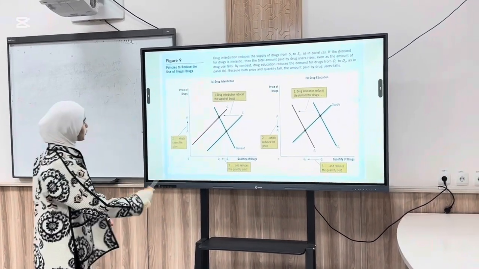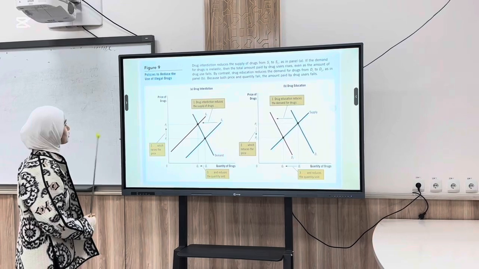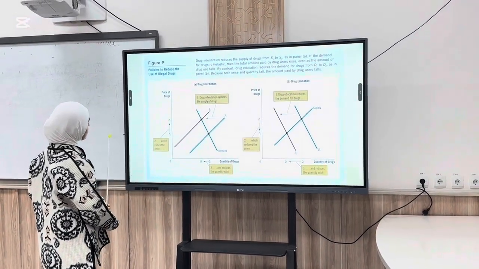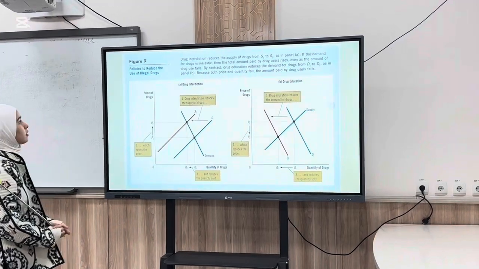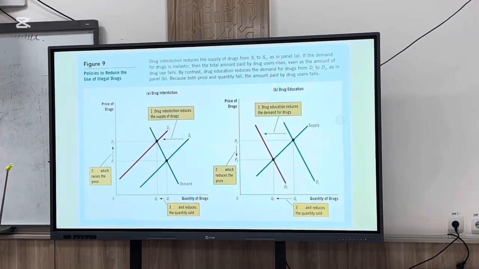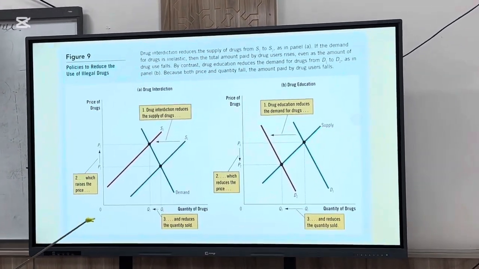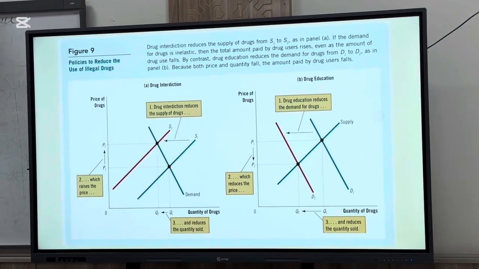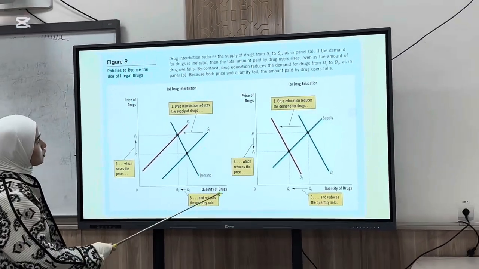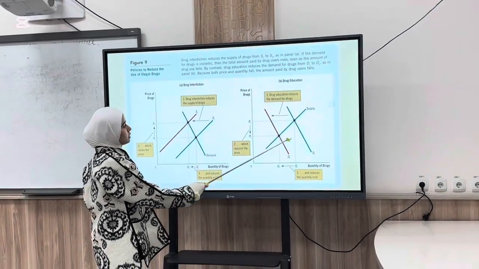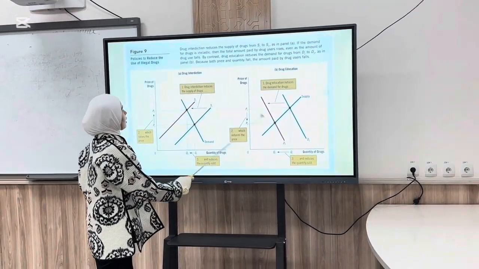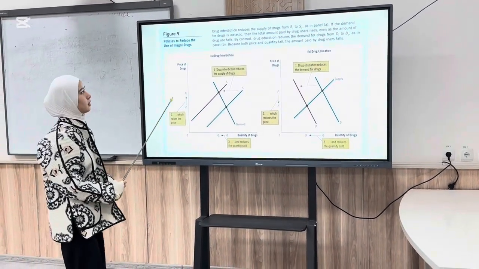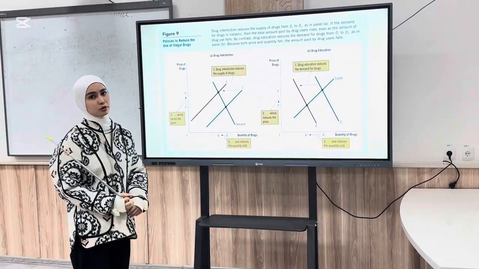So in our graph, drug interdiction reduces the supply of drugs from S1 to S2. And if the demand for drugs is inelastic, then the total amount paid by drug users rises, even as the amount of drug use falls. But drug education reduces the demand for drugs from D1 to D2, and because both price and quantity fall, the amount paid by drug users falls.